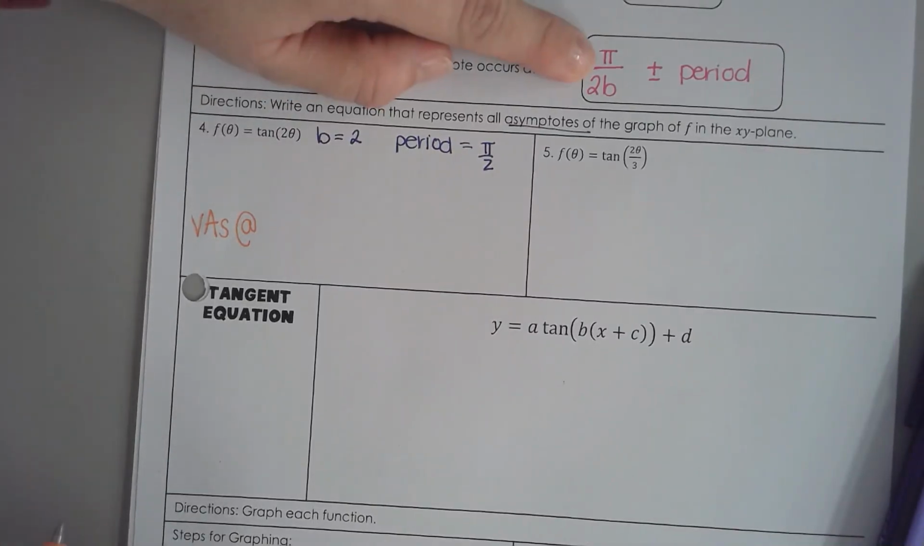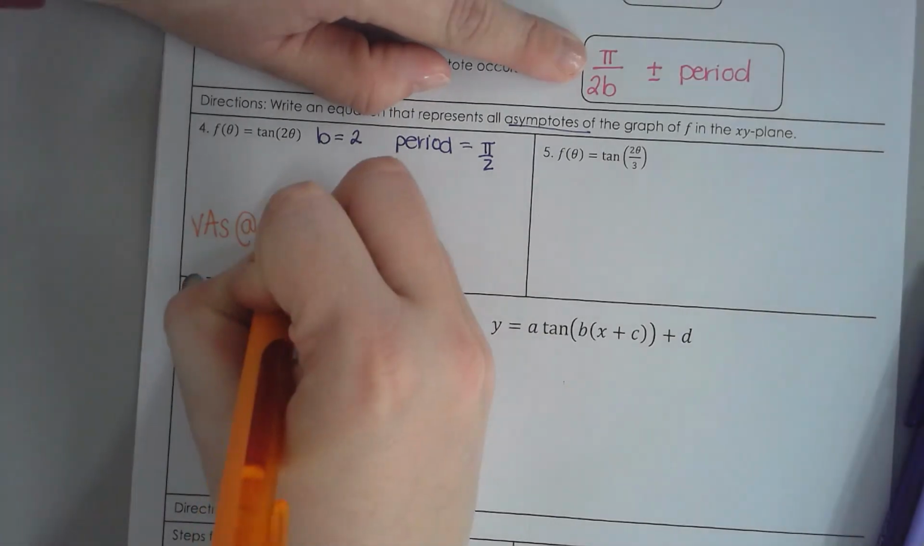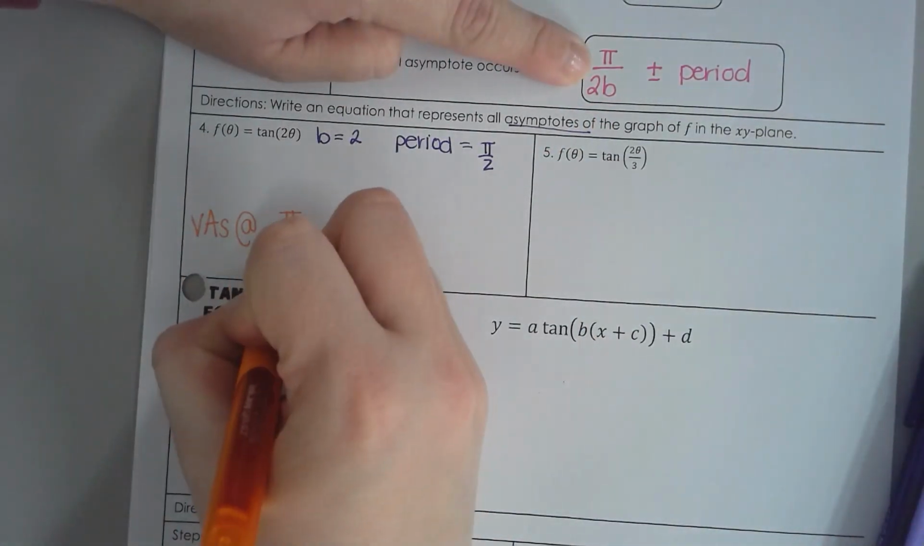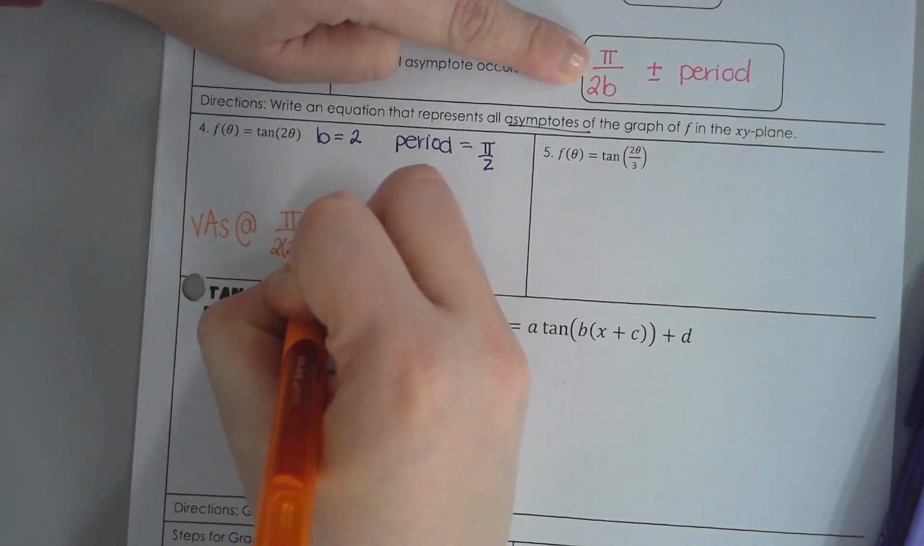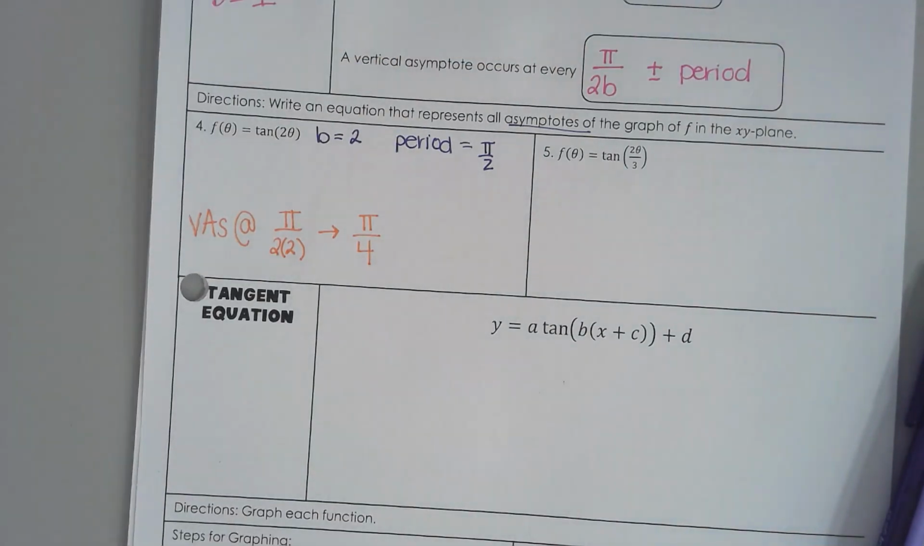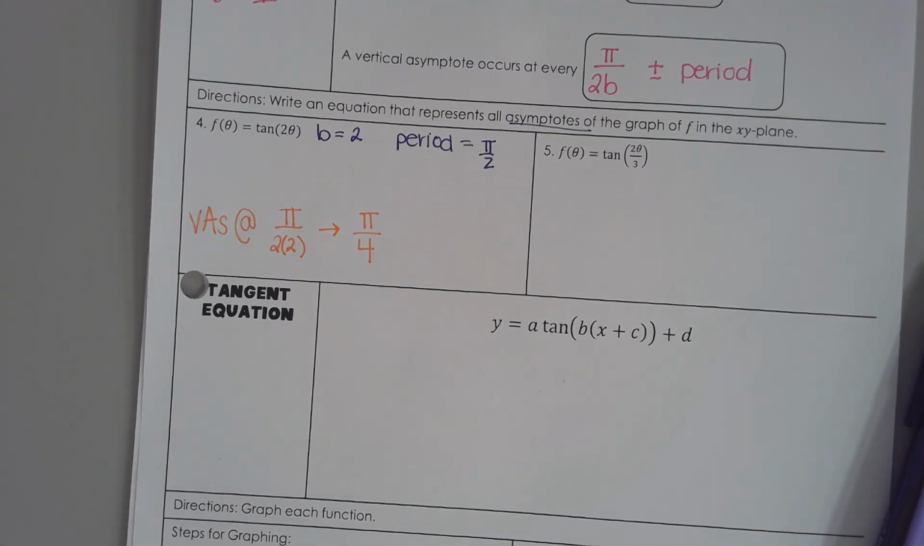So we have vertical asymptotes at pi over 2b. So 2 times 2, so pi over 4. But the vertical asymptotes keep repeating. So basically we just keep adding and adding the period an infinite number of times. You add pi over 2. If I wanted you to keep finding all of the asymptotes, you would be adding pi over 2 until you died.